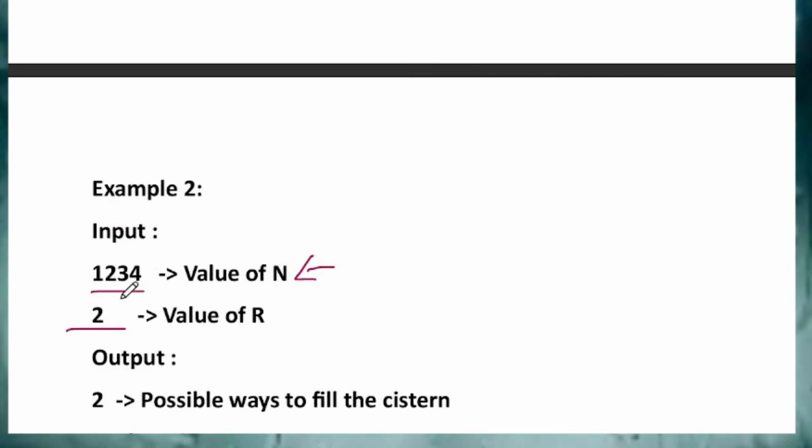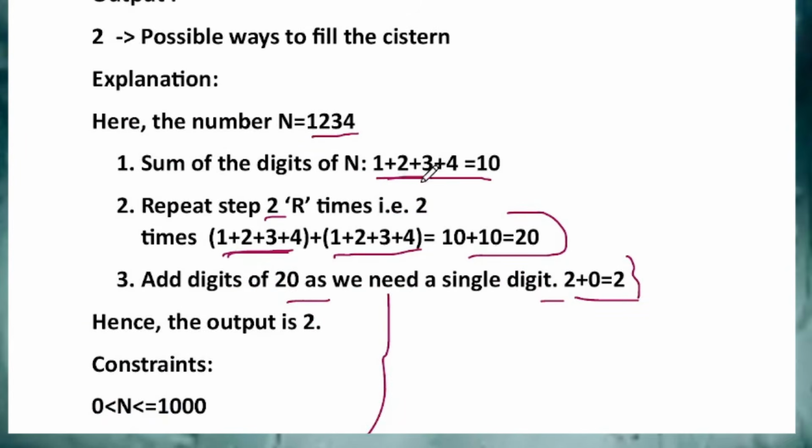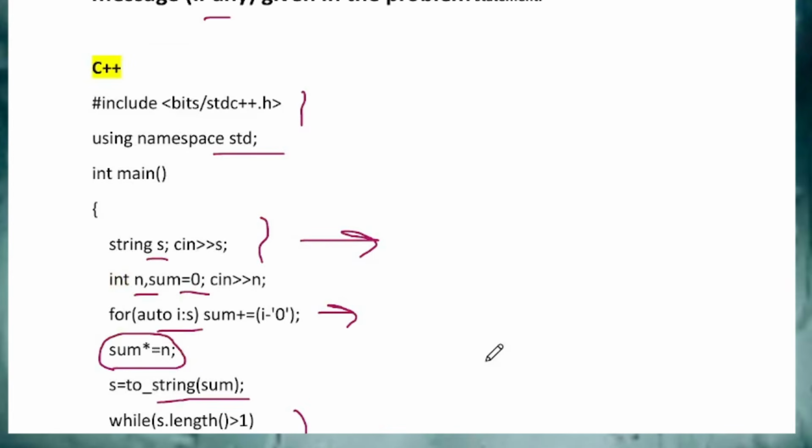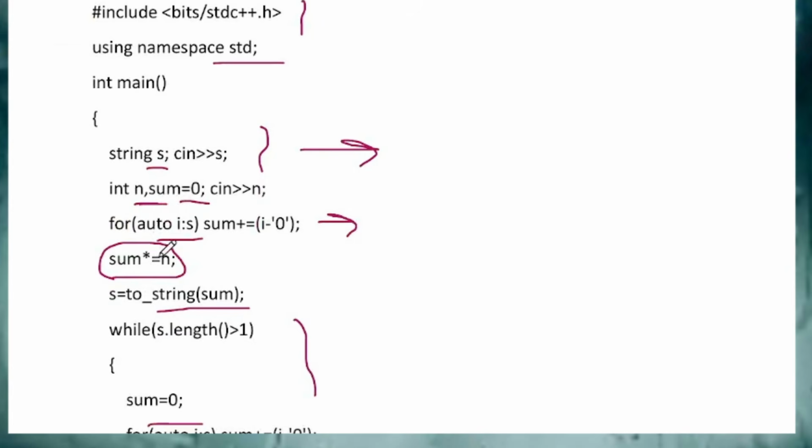So we have to take the input value of n and value of r, and we have to sum the digits and repeat that number of times and just add the digits. That's the same thing I'm doing: taking the input, summing the digits. Okay, so this is the way we need to sum the digits.